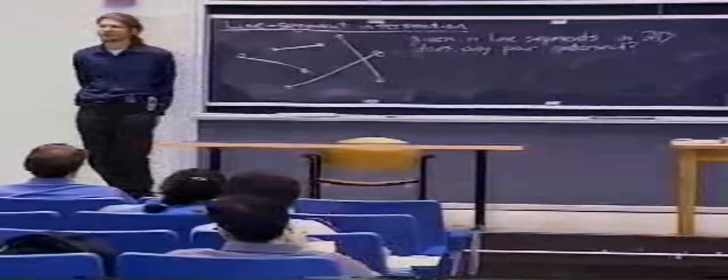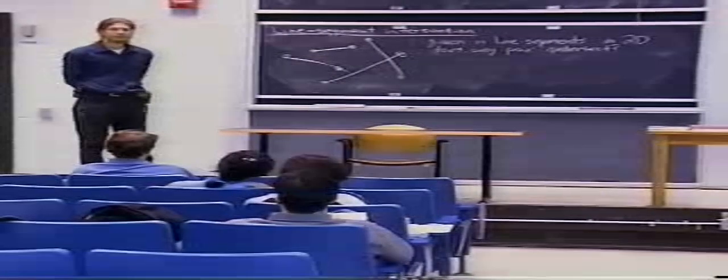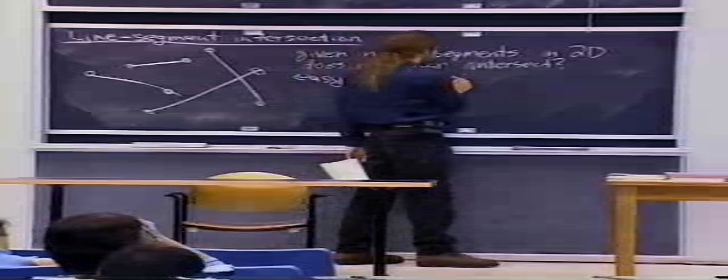Easy algorithm for doing this. Yeah? Go through each one and check it with every other one. Yeah, so that's n squared. I go through every pair. Check whether they cross. Okay?